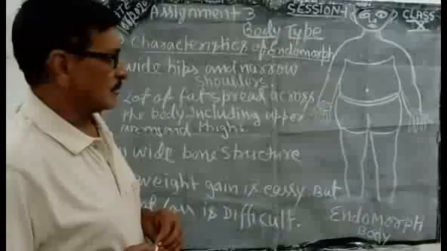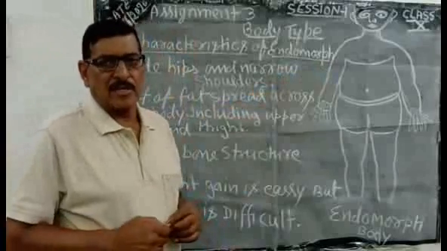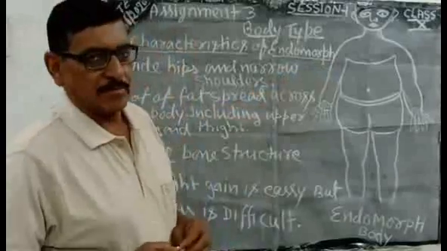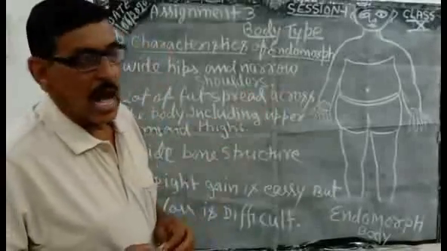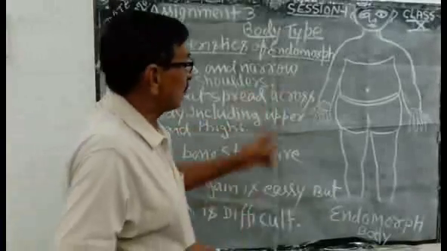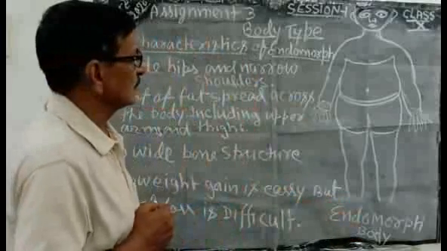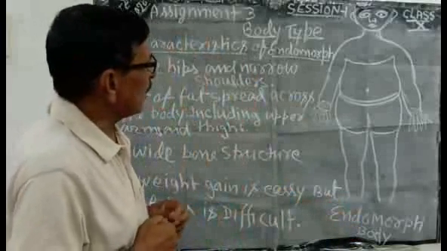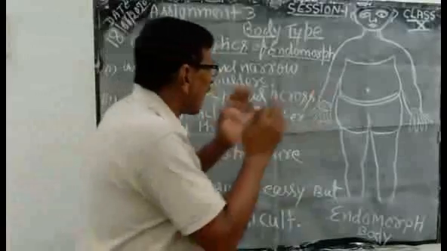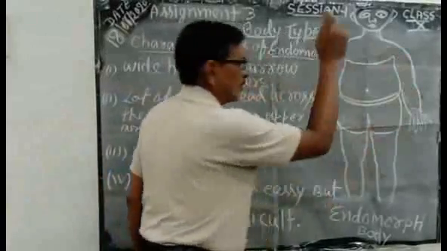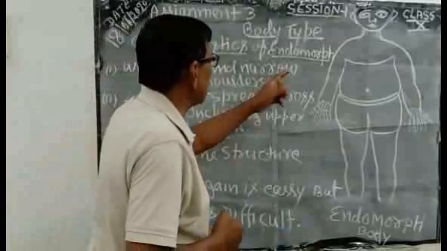Now, children, we will study endomorph bodies. Before we study the endomorph body, I want to draw your attention to the blackboard. I have printed a figure which is related with endomorph body. Now, children, we are seeing in this figure fats are deposited all over the body. So, we can say about the endomorph body.